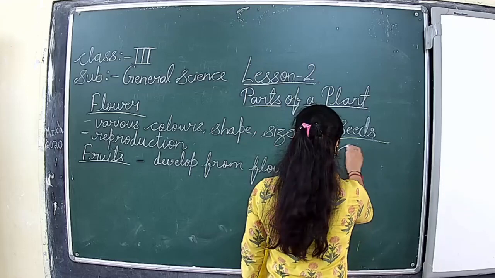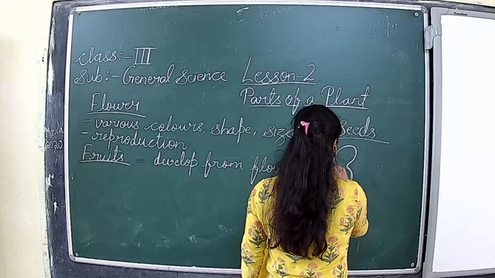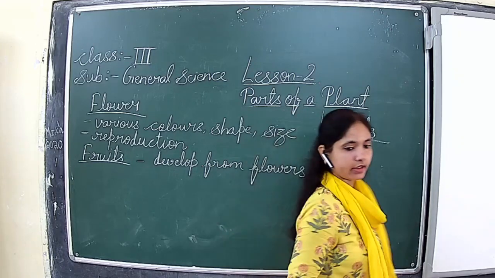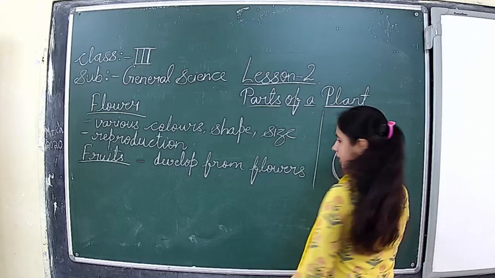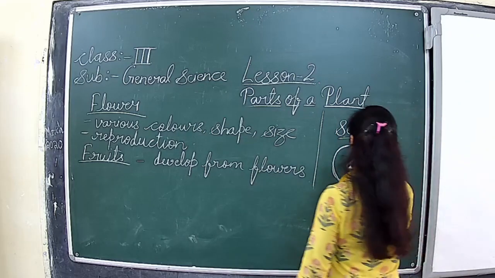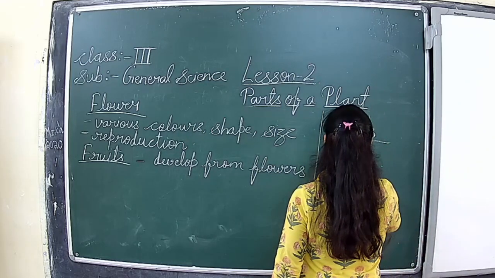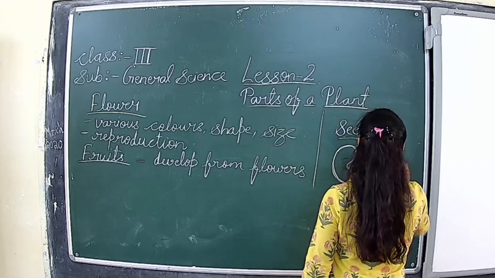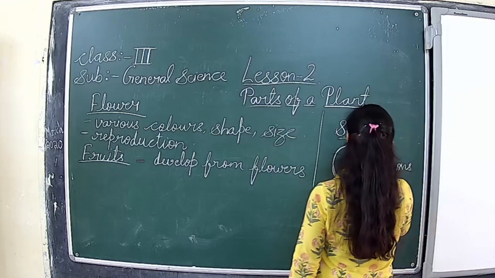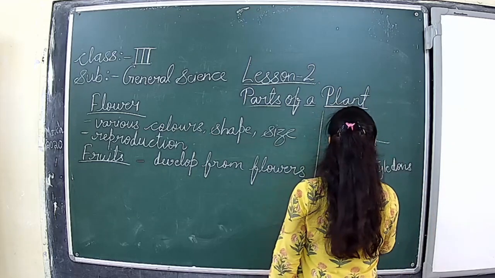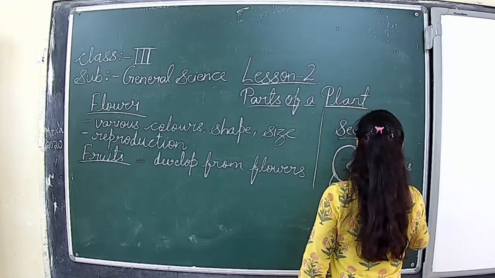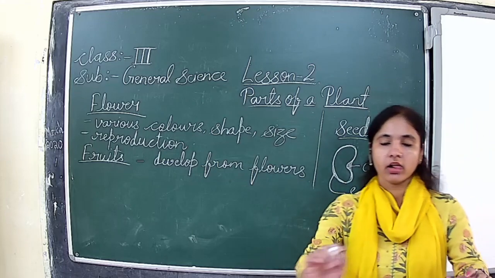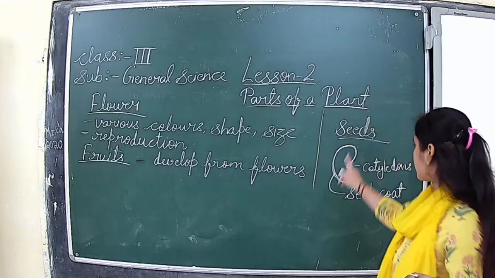So this is the diagram of a bean seed. This is the bean seed and you can see here the cotyledons. Cotyledons are here. Then this is the seed coat. Cotyledon and the seed coat. Okay, so this is the structure of a bean seed.